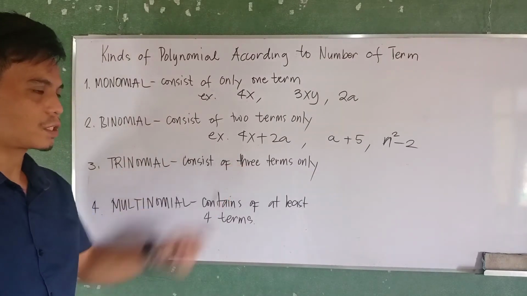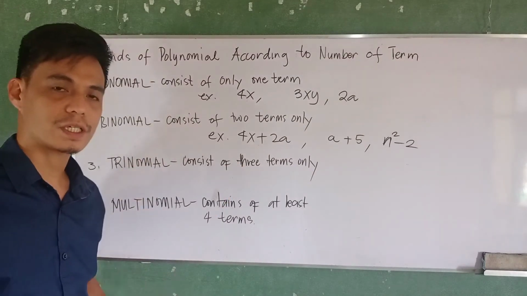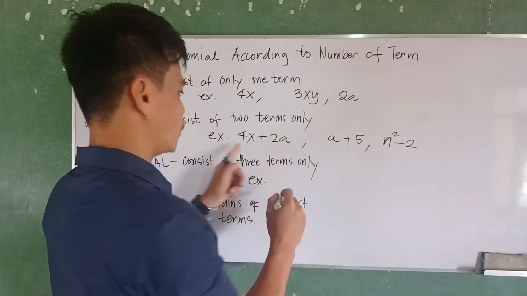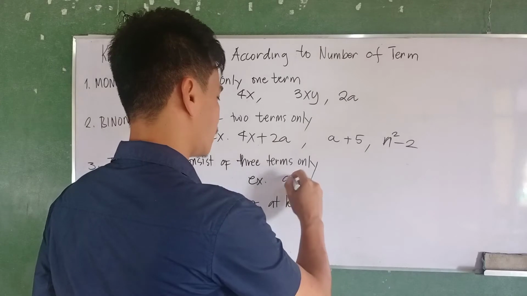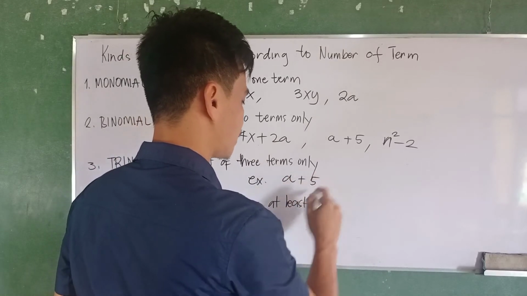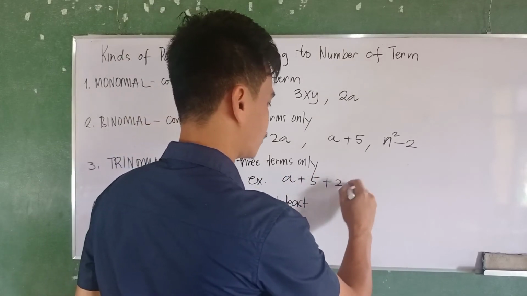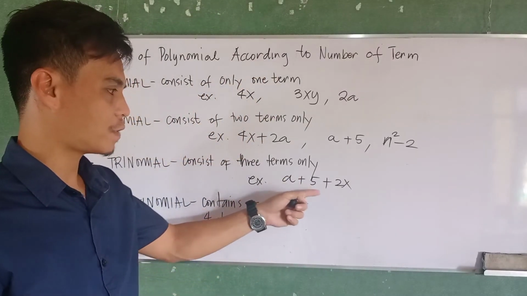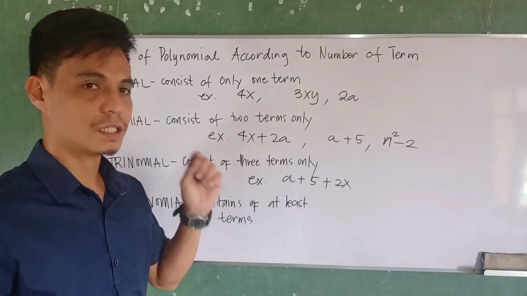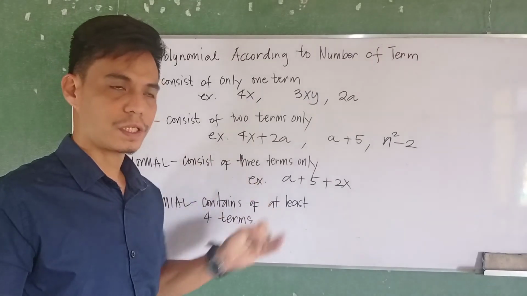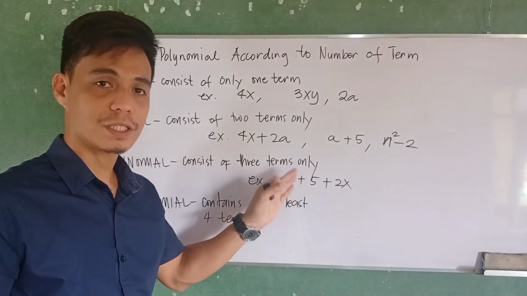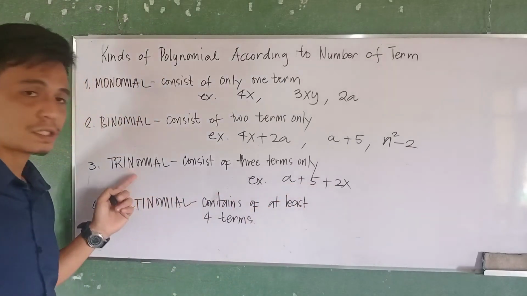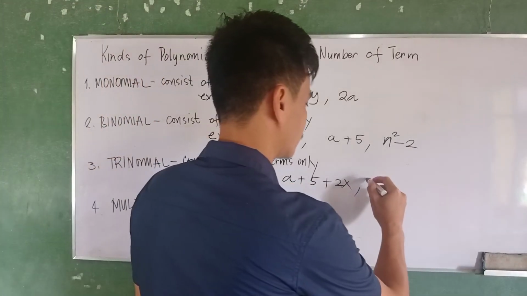Number 3. Trinomial. Consists of 3 terms only. So, meron naman siyang 3 terms. Example, a plus 5 plus 2x. This is an example of trinomial. Either addition, multiplication, or division, basta meron siyang 3 terms, gaya nito, so that is a trinomial. Okay?